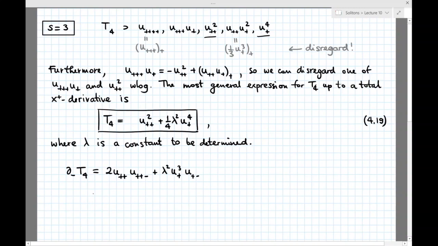So next we can use the equation of motion, which tells us that u plus minus is equal to minus v prime of u. So the first term becomes minus 2 u plus plus v prime of u derivative with respect to x plus, and the second term is minus lambda squared u plus cube v prime of u. Now we can rewrite the first term by computing the derivative with respect to x plus of v prime u. That gives us minus 2 u plus plus times v double prime of u times u plus. The second term we will leave it.